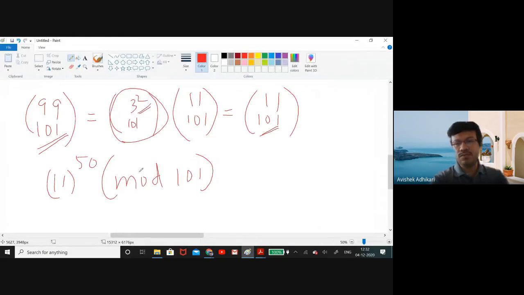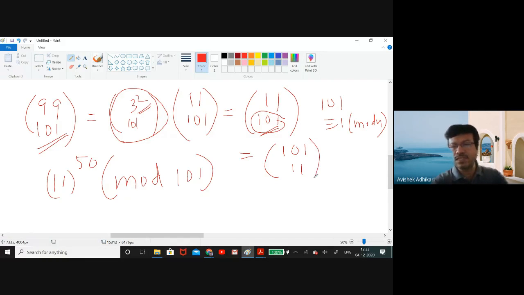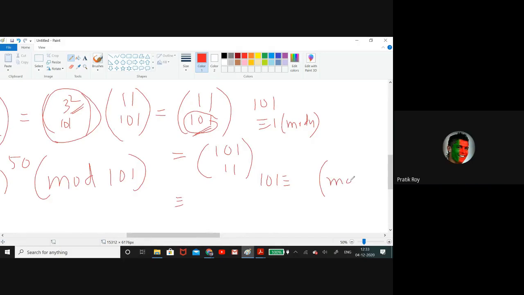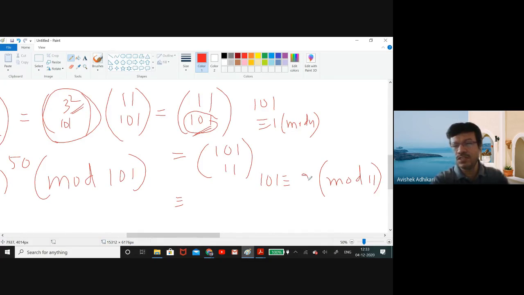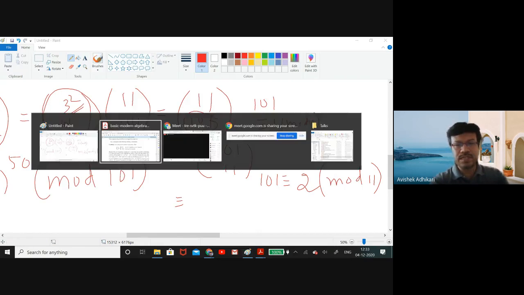Now can you tell me what this value would be? See, 101 is congruent to 1 mod 4. That means one of P and Q is of this form, so I can replace it. What is my advantage for this? Now you can see 101 is congruent to how much modulo 11? Can anybody say very quickly? So 2. Very good. So this is 2.